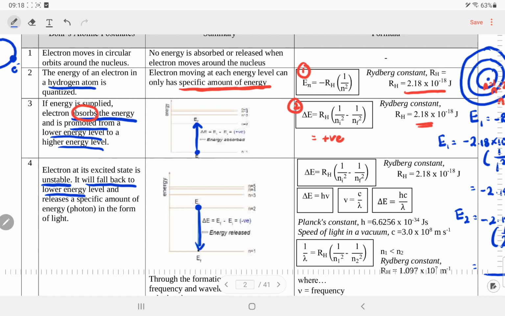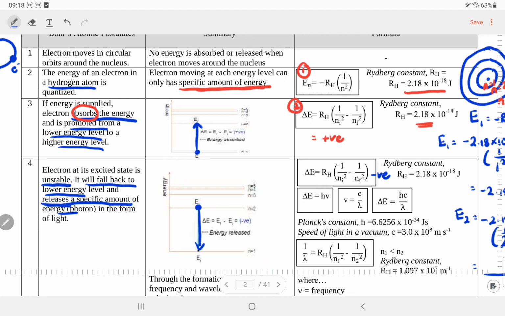Okay. Bila dia turun ke lower energy level, dia akan release a specific amount of energy. Okay, so dia akan release amount of energy. So, kita boleh cari juga berapa nilai delta H kat sini. Masih menggunakan formula yang sama. RH 1 over N1 squared minus 1 over N2 squared. Tapi dekat sini, the value is negative lah.